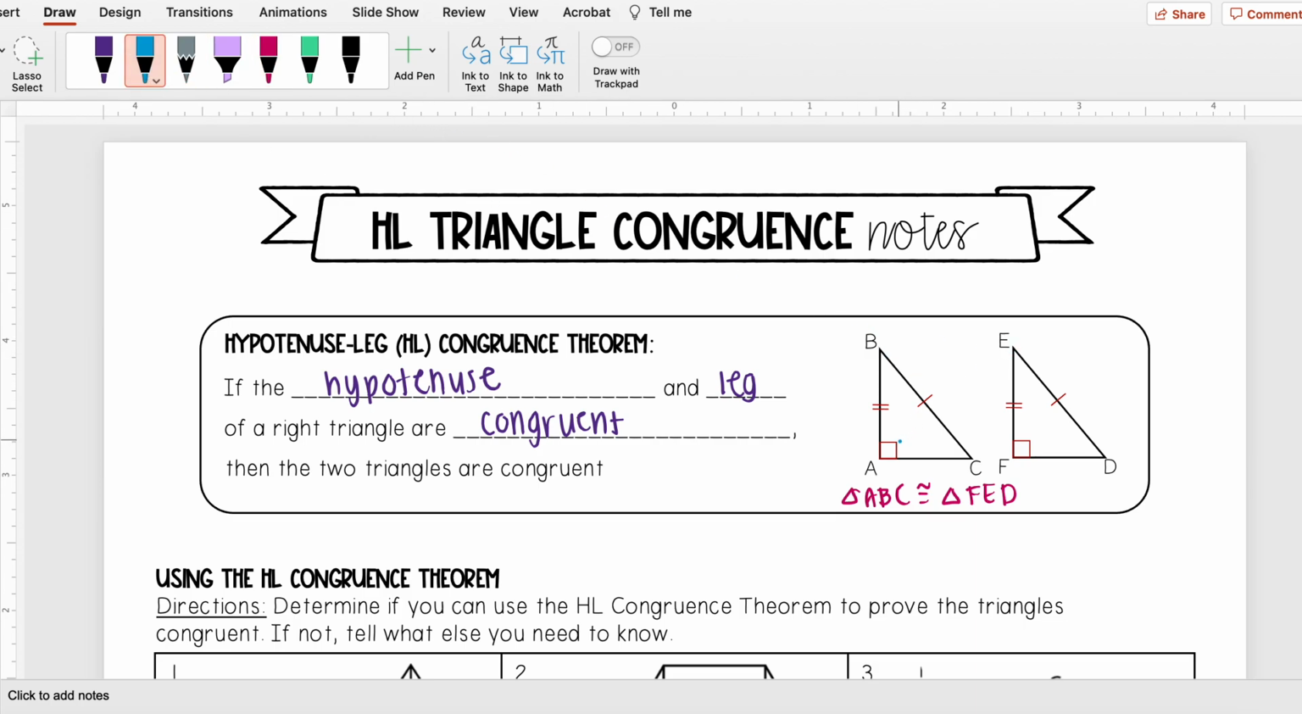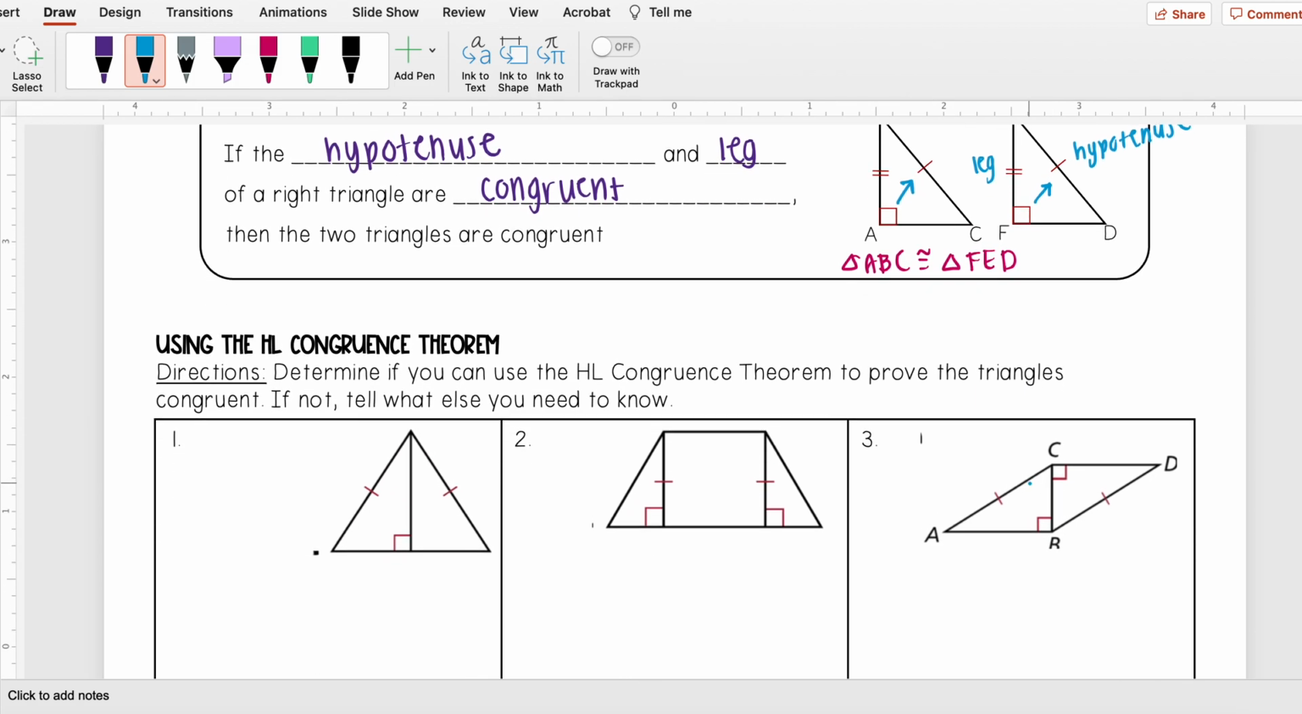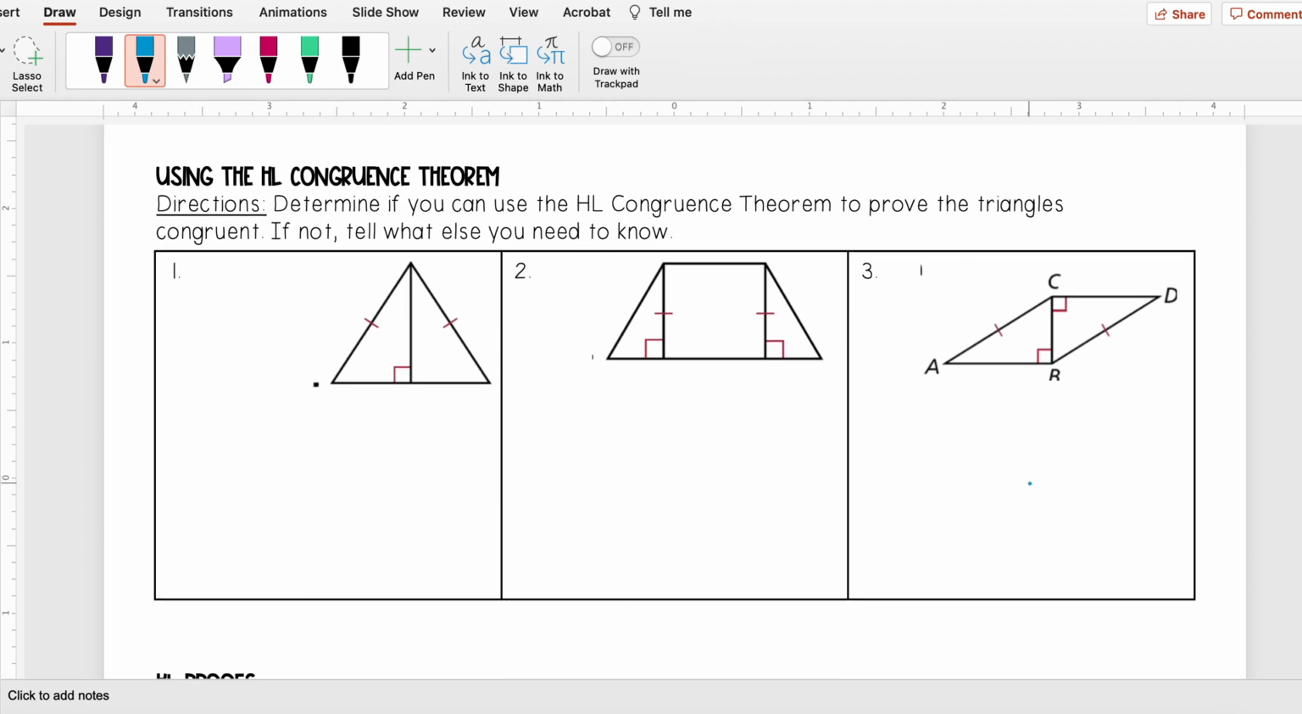And so if you recall, the hypotenuse is just that side that's opposite of the right angle. So that's the hypotenuse. And we see that one of the legs is congruent. So both of these sides are technically a leg. This one just happens to have that EF is the one that is congruent to AB. So since I have one leg congruent, I have the hypotenuse congruent, this is a right triangle, these two triangles are congruent. So let's kind of apply this theorem.